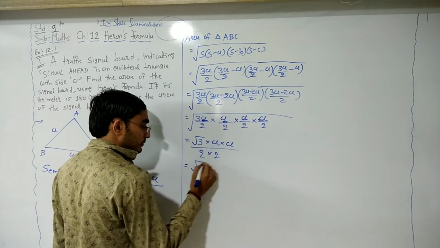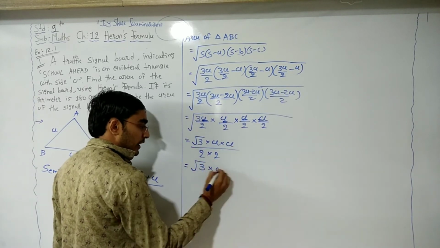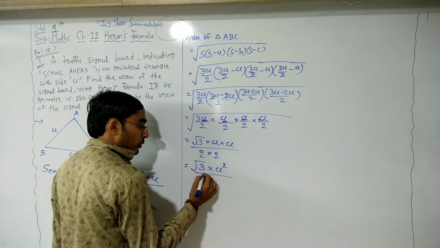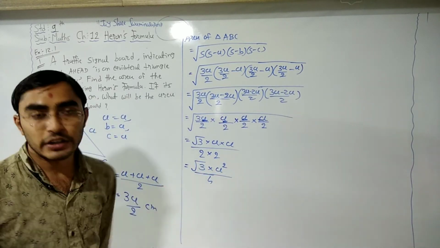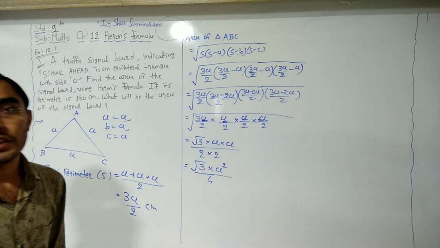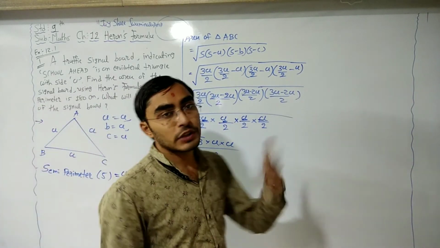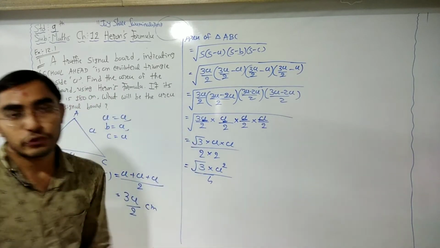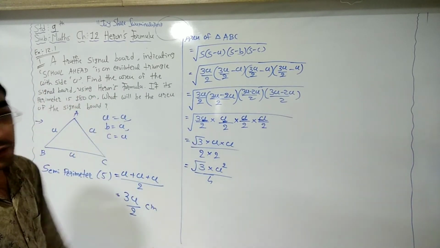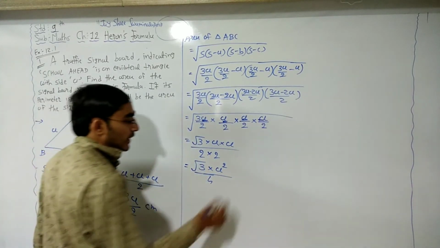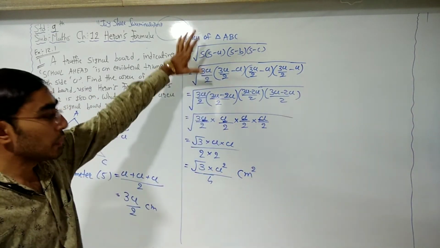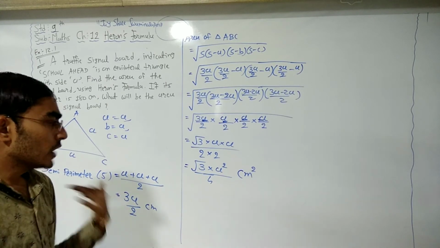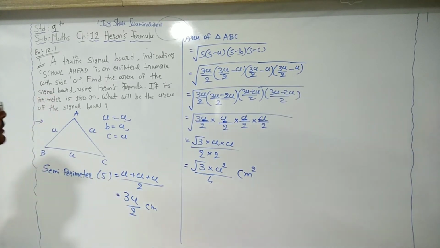Now under root 3, a multiply a is a square, and in the denominator 2 multiply 2 is 4, so under root 3 by 4 a square. This answer we already know. Directly we can use the formula under root 3 by 4 side square, so under root 3 by 4 a square. But here we need to use Heron's formula, that's why. And here our unit is centimeter, so centimeter square. Okay, here we have area, so unit centimeter square, otherwise square centimeter. Now our first work is done.